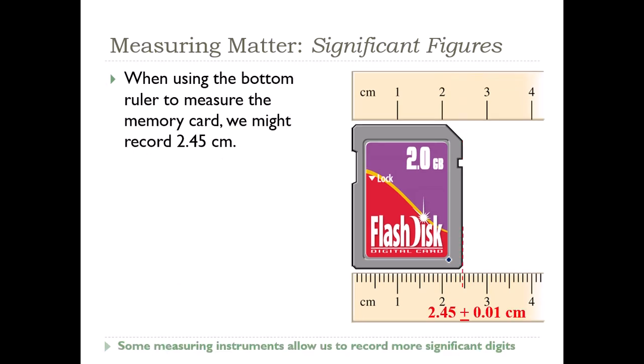When using the bottom ruler to measure the memory card, we might record 2.45. So we know it's above 2.4, but below 2.5, so it's somewhere in between. So we know for sure it's not above 2.5, so 2.4, and then we estimate the last digit.